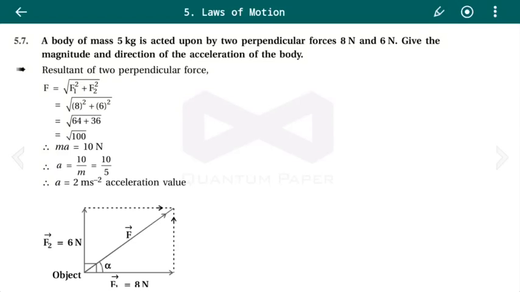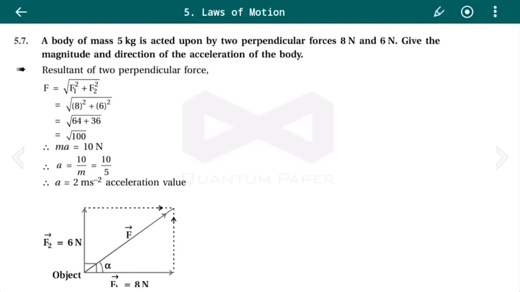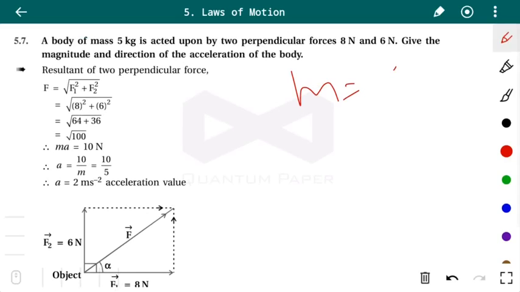Now let us solve 7th numerical. A body of mass 5 kg is acted upon by two perpendicular forces, 8 Newton and 6 Newton. Give the magnitude and direction of the acceleration of the body. So, we are given mass 5 kg.